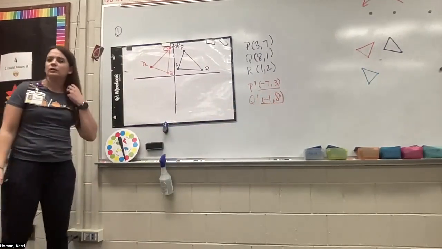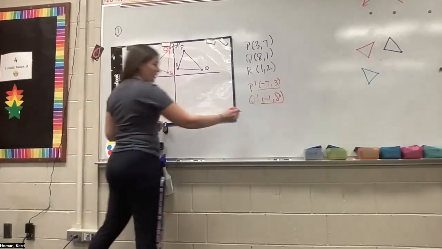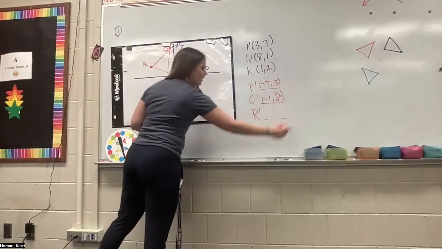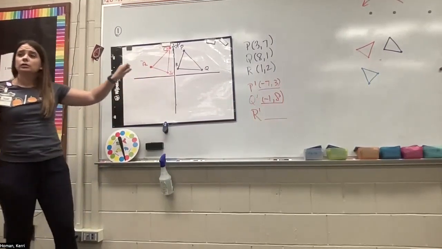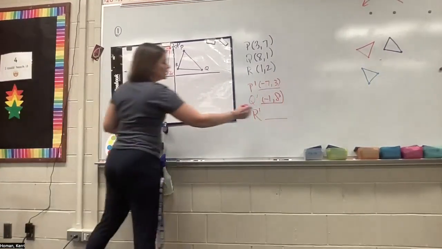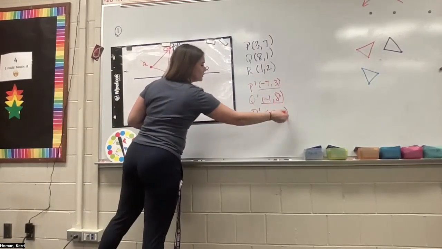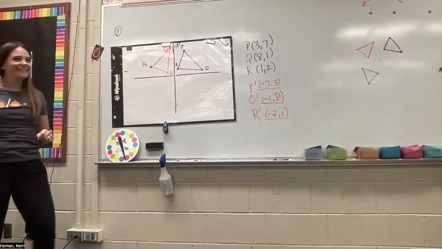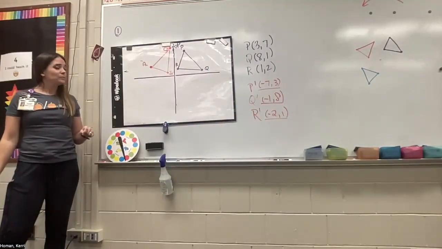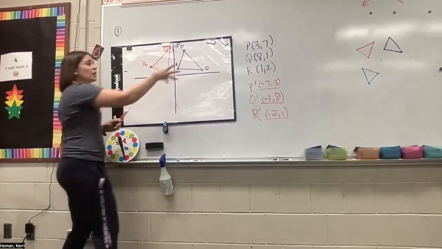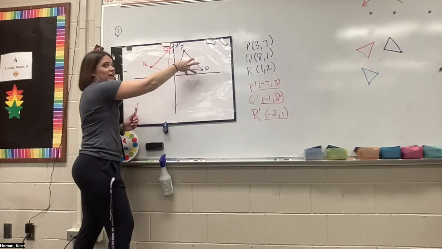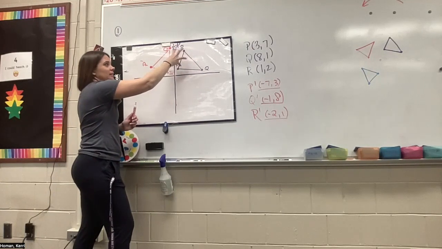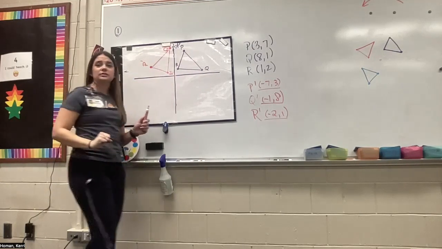Austin, so on the test, you have to flip your paper. Yeah. Okay, what about R? What is it, Emma? -2, 1. So we took our graph and we rotated 90 degrees counterclockwise.